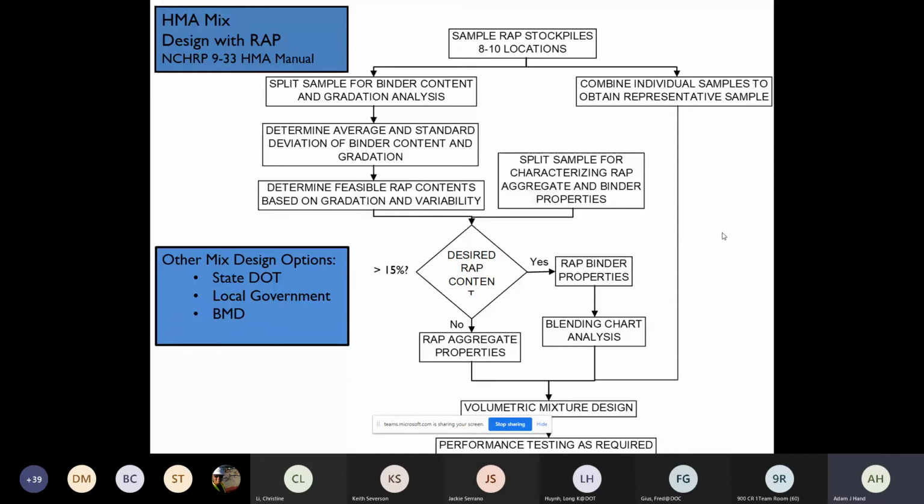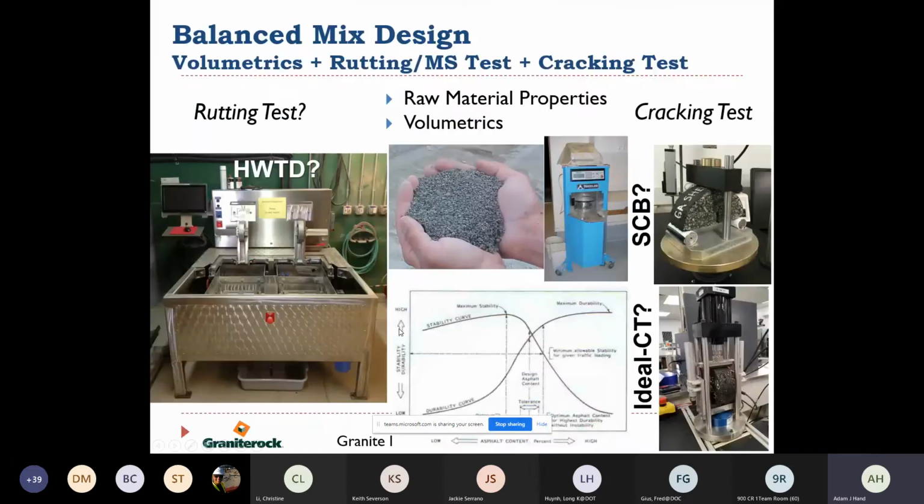It's basically: go get your materials, understand the properties of them. If you're using more than 15% RAP, look at your binder properties. If you're using less, just proceed with your volumetric mix design. But also do some mix tests. And this is something that's pretty powerful today. We've got some really simple tests that can be used to look at the performance of recycled asphalt mixtures.